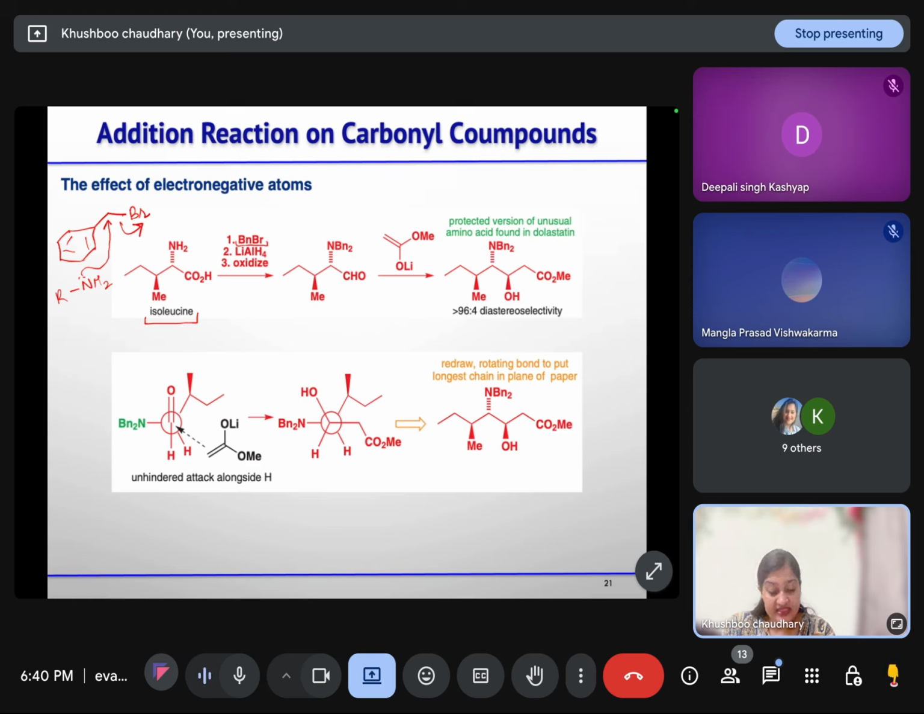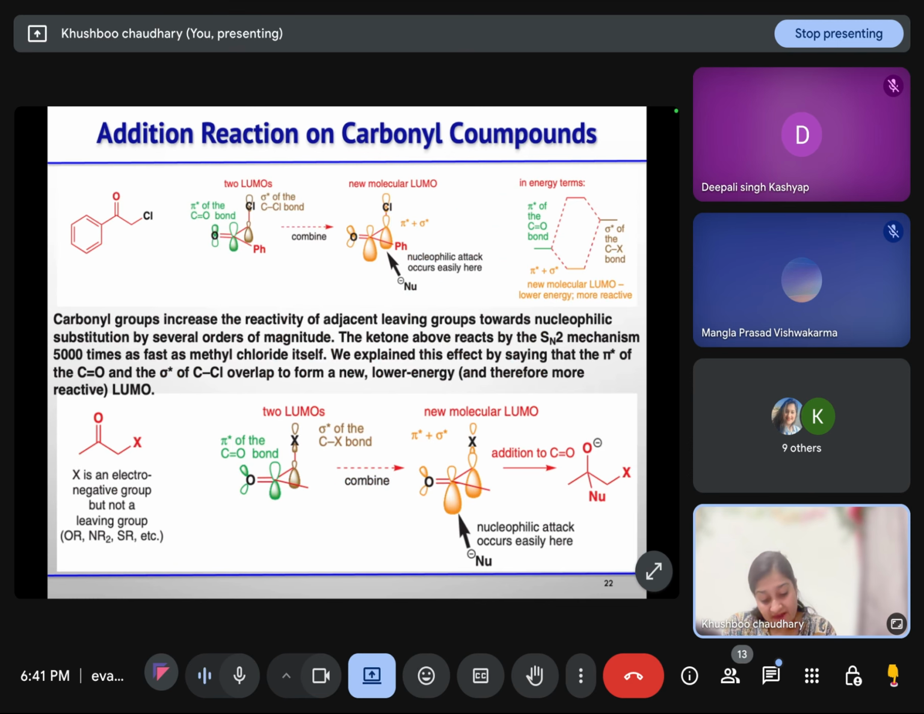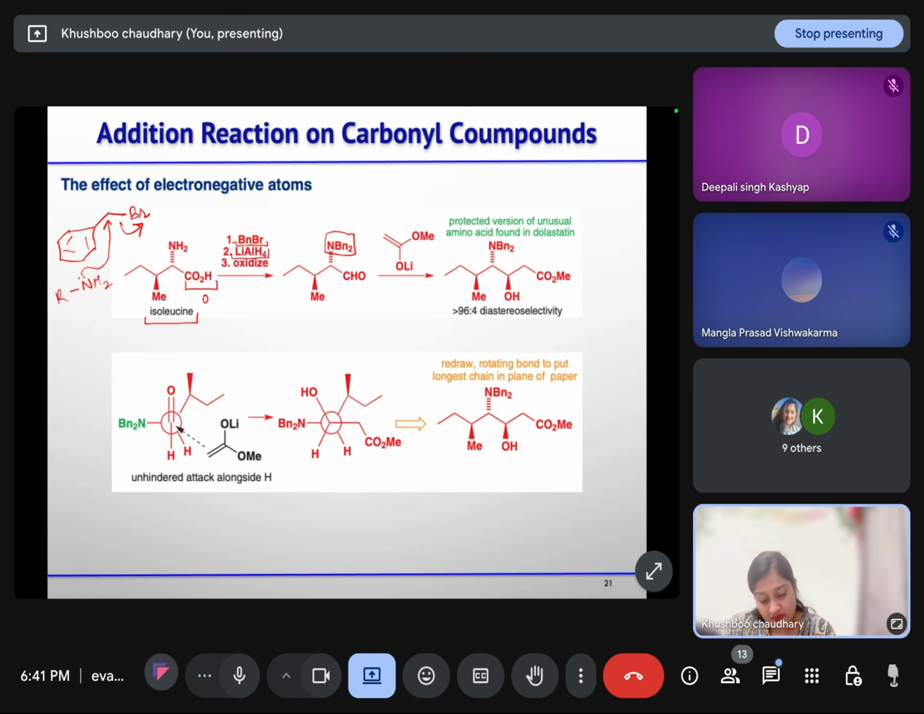Again, one more electron pair is there, so it can attack on another molecule also. So you will get this protected amine. Why are we protecting it? We don't want it to react further with any species that we want to use. Then LAH, what will it do? It will reduce the acid to aldehyde, sorry, alcohol. After reduction, it will form alcohol. Then we oxidize that alcohol using some oxidizing agent, and you will get the aldehyde.